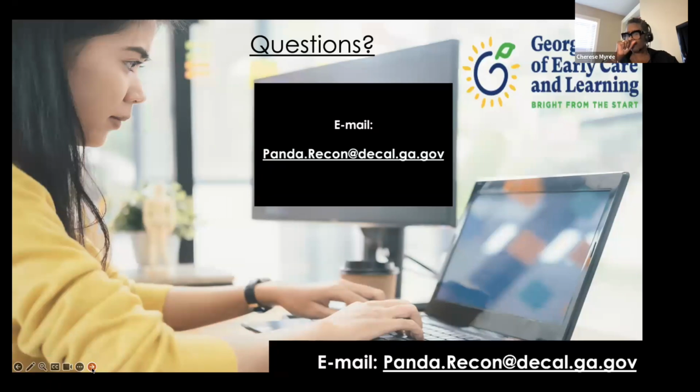So with that said, if you have any questions, feel free to reach out to panda.recon@decal.ga.gov. That is still the email address. We know Panda is no more, and there's a new system that will be in place. But right now, if you have any questions that we weren't able to answer during our session together, we encourage you to send us an email. And we will be able to get your questions answered. They will be received and distributed to the right person so they can get you the answers that we need.